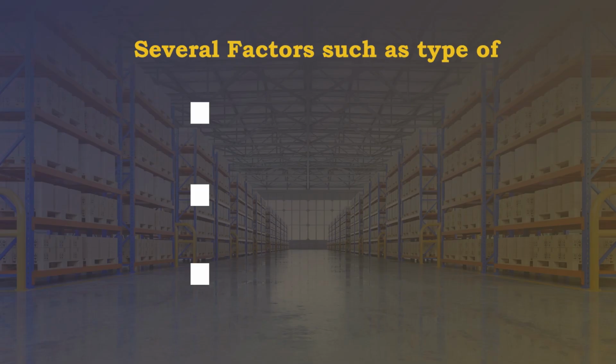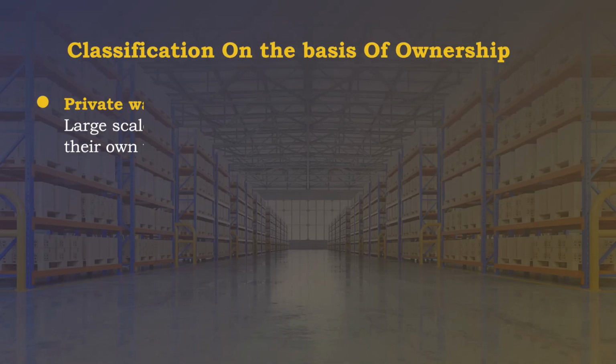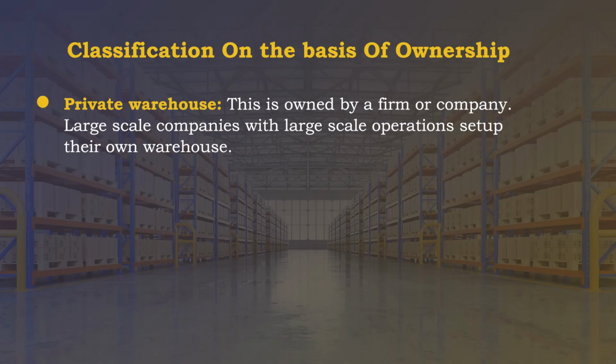Now, we'll focus on classification of warehouses. There are a number of ways in which warehouses can be classified. The selection of warehouse is based on consideration of several factors such as type of product, location, structure, etc. Classification on the basis of ownership. A. Private warehouse. This is owned by a firm or company. Large-scale companies with large-scale operations set up their own warehouse.